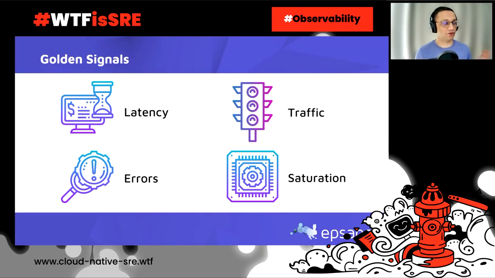So the 4 golden signals of SRE as defined by Google essentially are latency, traffic, errors, and saturation. Latency refers to essentially how long a process takes.